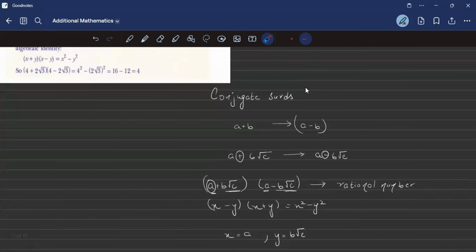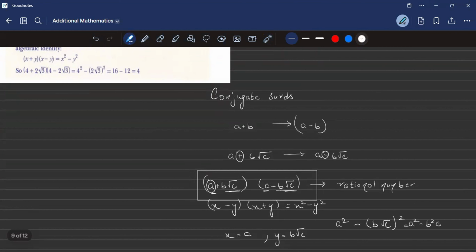When we apply that, we would get a squared minus b under root c, whole squared. And that would simplify to a squared minus b squared multiplied by c. So whenever we have conjugate surds, it's really easy for us to solve because we can use quadratic identities. Using the example given in the book, we have 4 plus 2 under root 3, and 4 minus 2 under root 3.